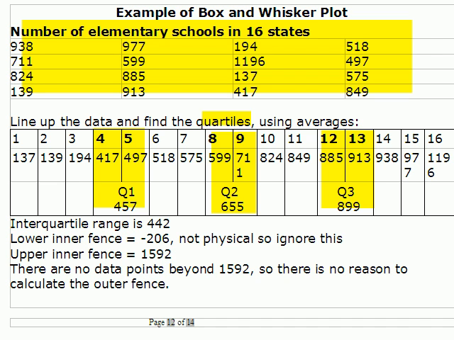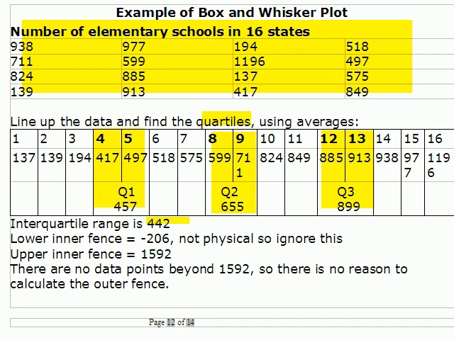So Q1 is 457, Q2 is 655, and Q3 is 899. The interquartile range, I take Q3 and subtract Q1, giving me 442. Now I create the inner and outer fences. The lower inner fence is negative. Well, that's not physical, so you can ignore it because you're not going to have a negative number of elementary schools in any state. Essentially, it should be 0. The upper inner fence is at 1591.